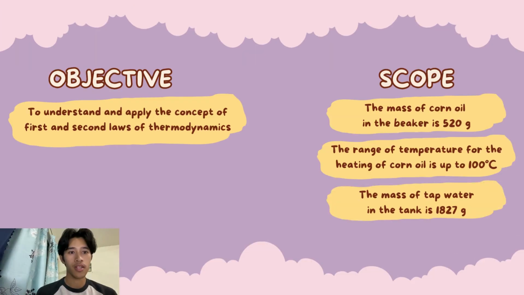The objective of this experiment is to understand and apply the concept of the first and second laws of thermodynamics. For the scope, we use a mass of corn oil of 520 gram, the range of temperature for heating the corn oil is up to 100 degrees Celsius, and the mass of the tap water in the tank is 1827 gram. So these three are the scope that we use to do the experiment.